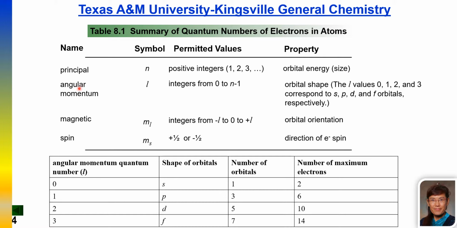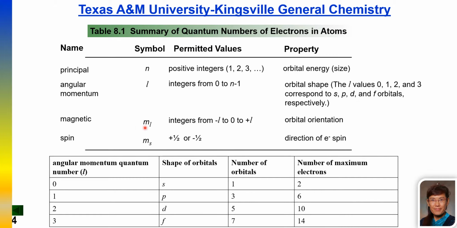The second is the angular momentum quantum number, smaller l, which ranges as the integers from 0 to n-1. The orbital shape is defined by this smaller l. If l is 0, you have the s orbital. L is 1, p orbital. L is 2, d orbital. L is 3, f orbital. We call them s, p, d, f orbitals.